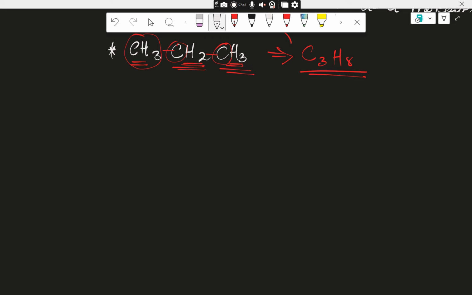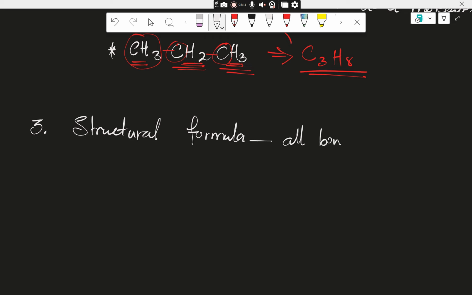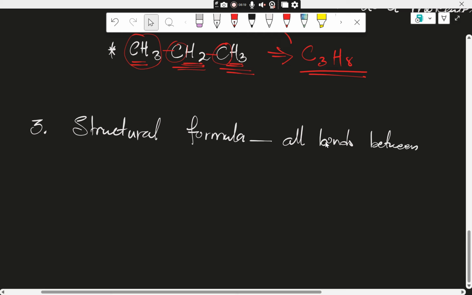Number three, another way to represent organic compounds is the structural formula. This is the easiest one and it makes things simple. If you represent your organic compounds in the structural formula, it's easy to condense them and to get a molecular formula for them. I will show you why. This also shows you all the bonds between the atoms in a molecule.